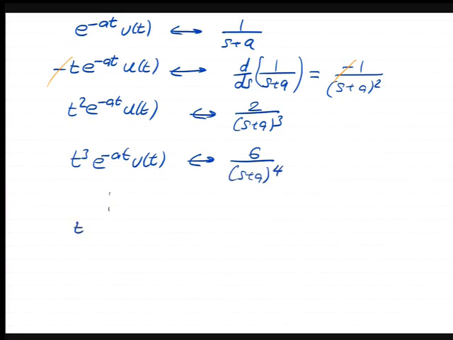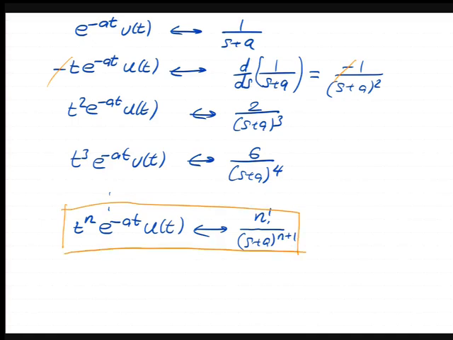So inductively you can conclude that if I do this n times, u of t, you'll get, guess what here? Something to do with n in the numerator. Should be n factorial. And s plus a power n plus 1. Okay? So that's the general expression. That's a useful thing to know. It's particularly useful when you're doing partial fraction expansions for Laplace transforms with repeated poles. Yes?